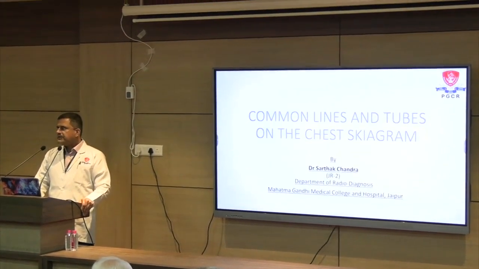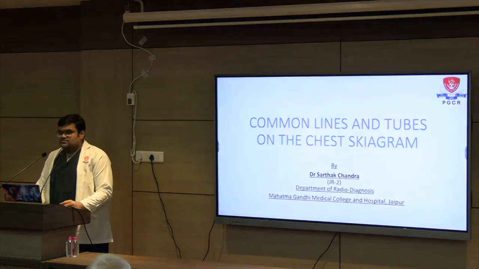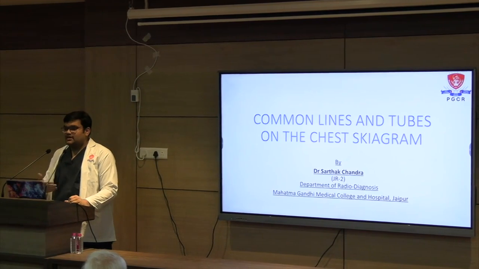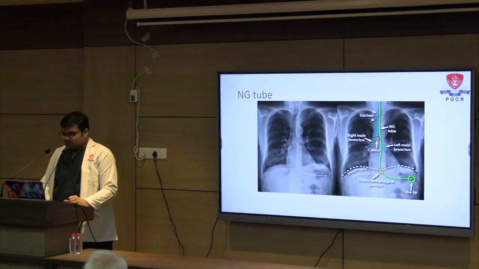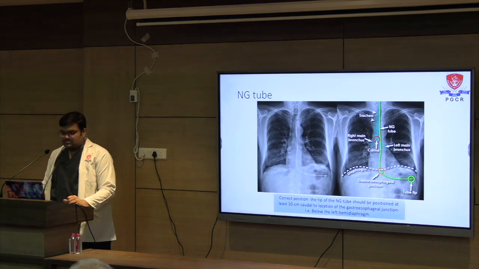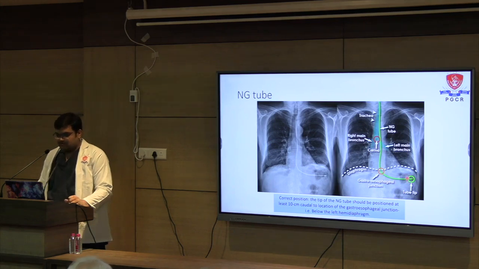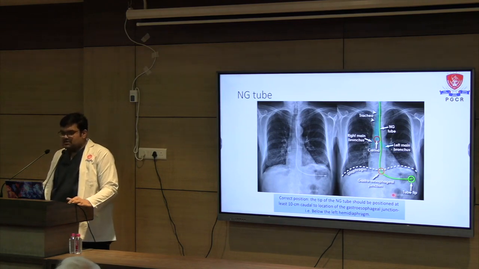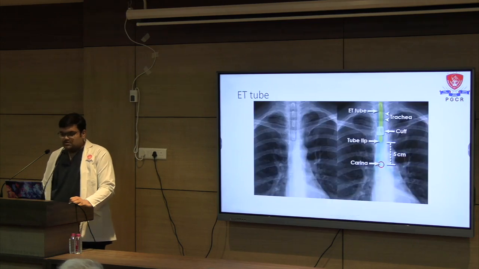So to start the presentation, I would like to call Dr. Sarkar. We'll start off with the common lines and tubes that we normally see on a chest radiograph and their correct placement. To start off, the nasogastric tube. The correct position is that it should be positioned at least 10 centimeters caudal to the gastroesophageal junction, that is, below the left hemidiaphragm. Chest X-rays are usually used to determine the placement of the nasogastric tube if aspiration of gastric fluid is unsuccessful.